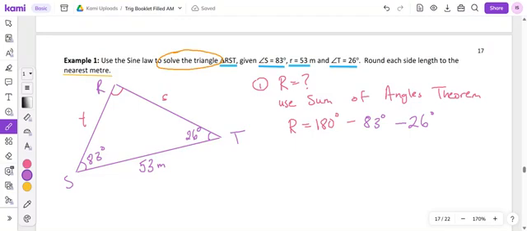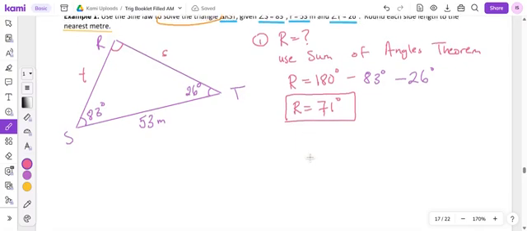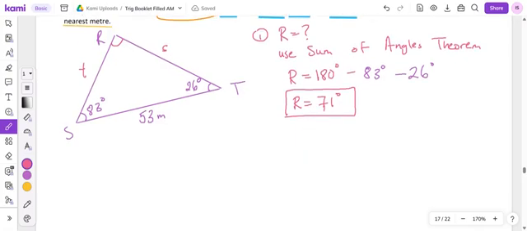97, 91, 71. Good. Is it exact or approximate? Good. 71 degrees. I didn't have to round, so it's an exact answer. Part 2.